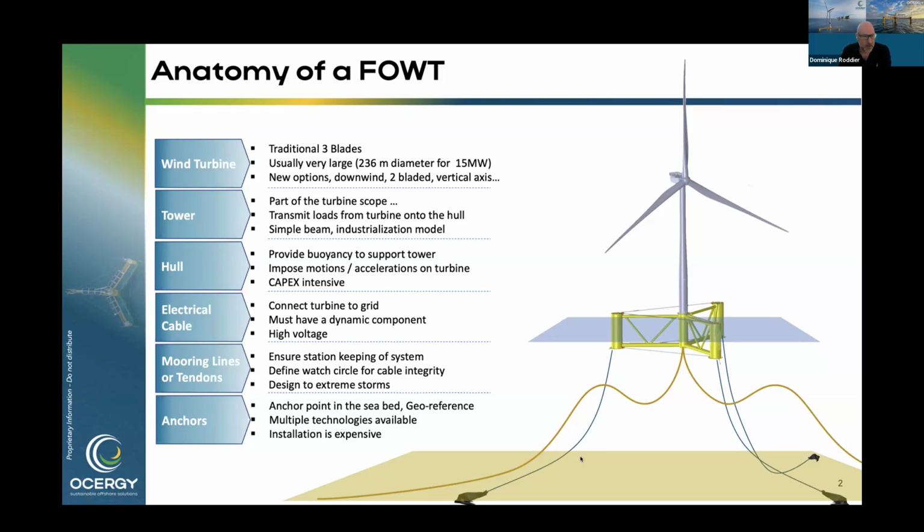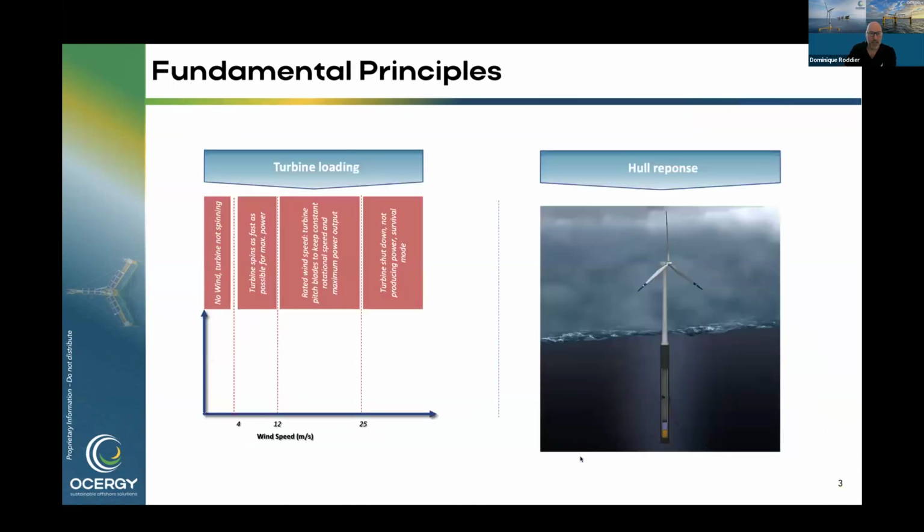And then the system is anchored to the seabed through either mooring lines or tendons with anchors, ensuring that there's a georeference between the turbine, the entire system, and underground. So basically, this mooring system keeps the platform within a wide radius, and we want to make sure that we design the electrical cable so that it doesn't exceed that radius, so it can play the dynamics.